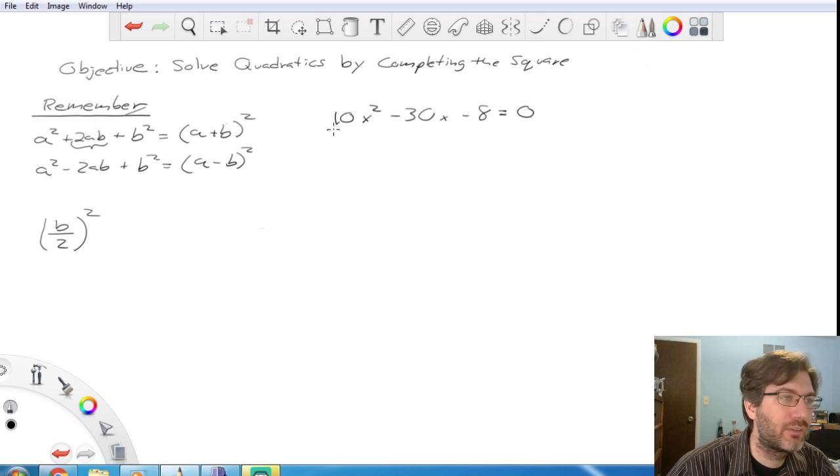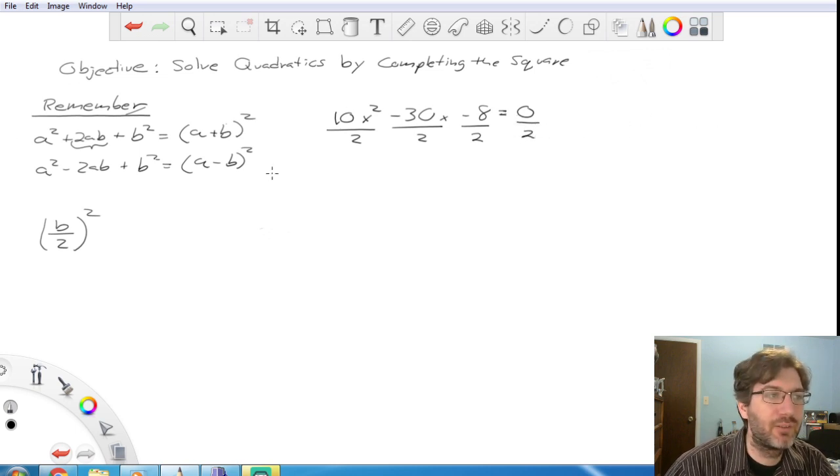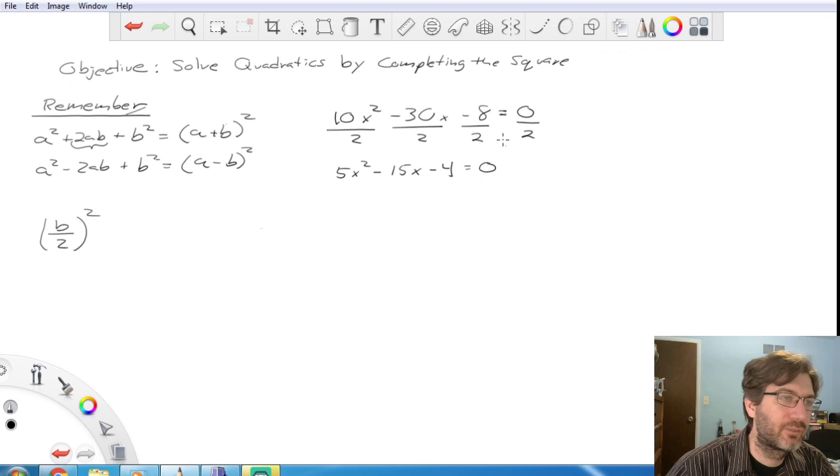So I'm going to divide this term by 2. I'm going to divide this term by 2. I'm going to divide this term by 2. And don't forget to divide this term by 2 as well. So each term gets divided by 2. In that case, 10 divided by 2 gives me 5x squared. Negative 30 divided by 2 gives me negative 15x. Negative 8 divided by 2 gives me negative 4. And 0 divided by 2 gives me 0.